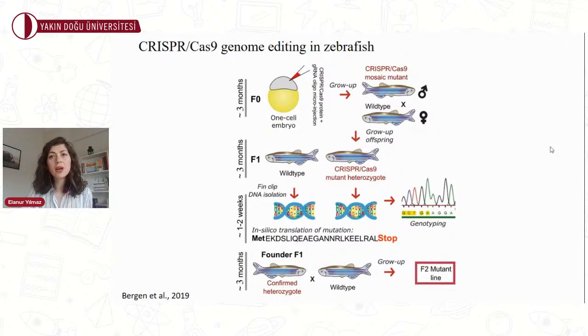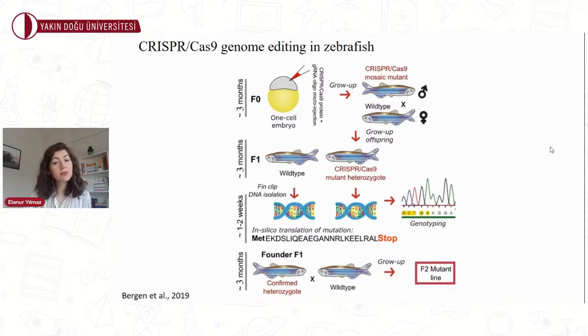You need to avoid mosaic mutants, which are called crispants, which will also be grown up. To see the phenotype, you can also look at the phenotype, but it's not so reliable. So you need to get the F2 generation for the desired phenotype.